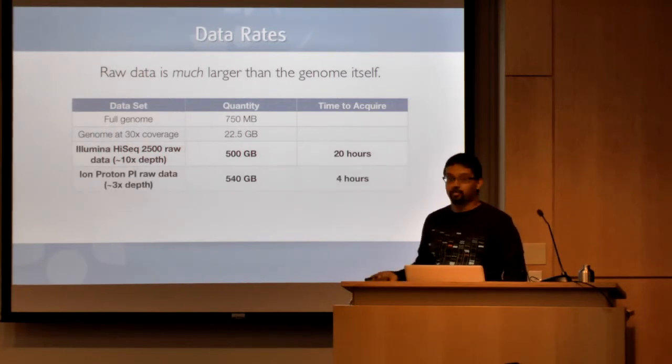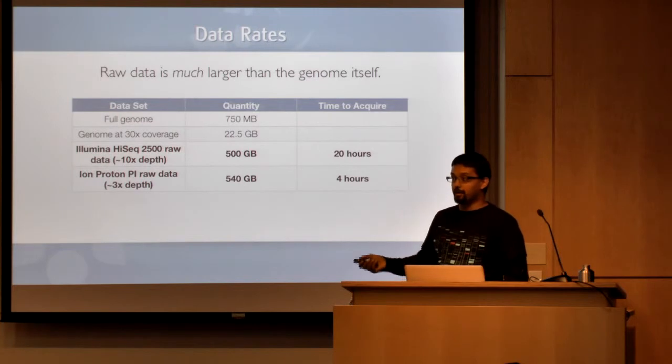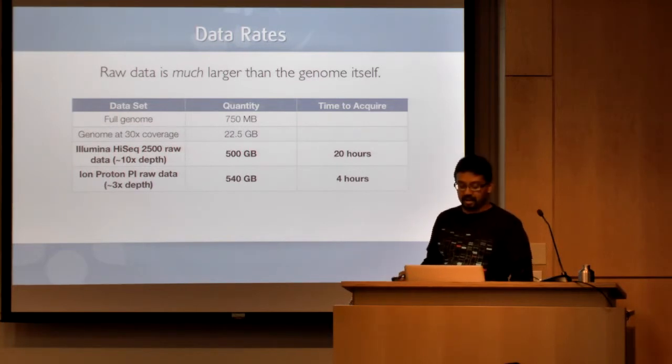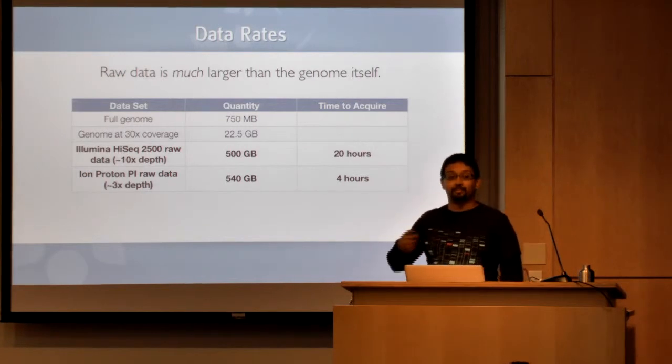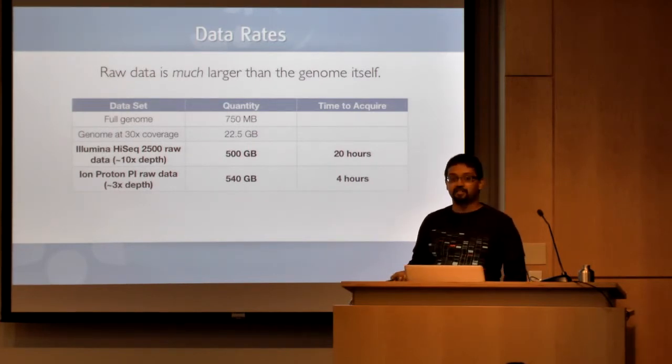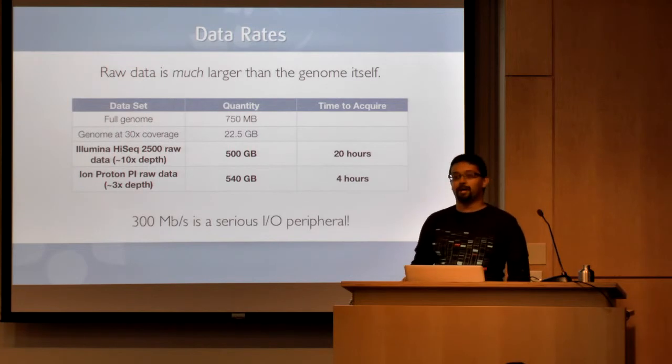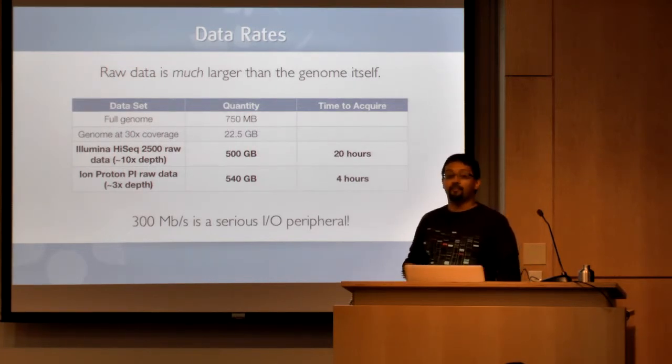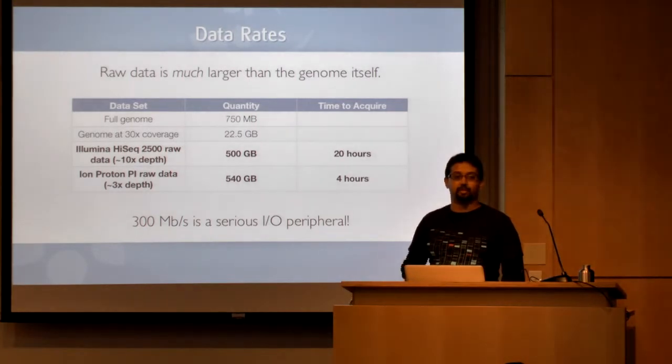So for example, the Ion Torrent Proton P1, the system that I showed you a couple of slides ago, only takes 4 hours to run for 3x depth, but generates 540 gigs of data because you have to do such high sampling rates in order to get the signal processing to work. If you take 540 gigs and divide it by 4 hours, that gives you a data rate of 300 megabits per second. Now, that doesn't sound like very much when we're used to 480 megabit per second USB 2 or 10 gigabit Ethernet.